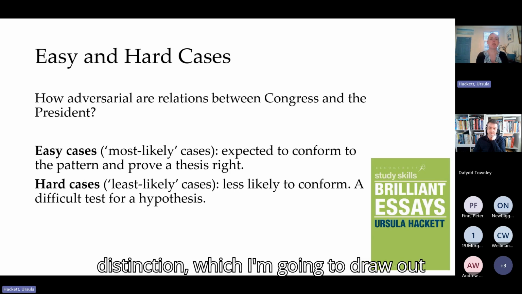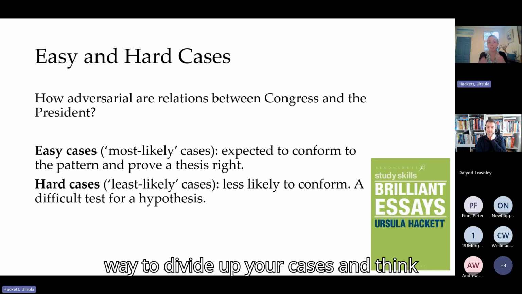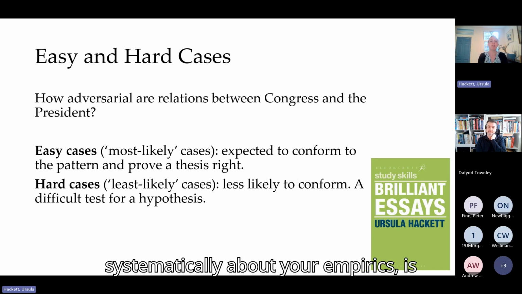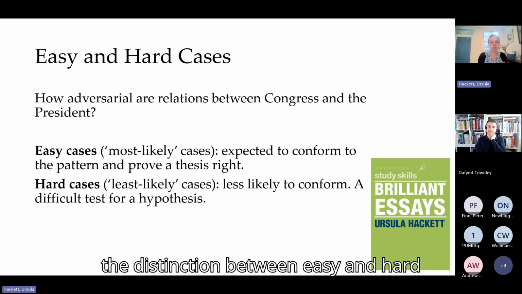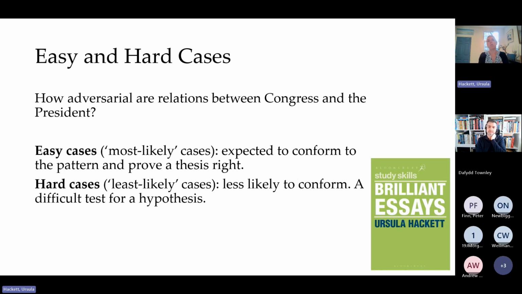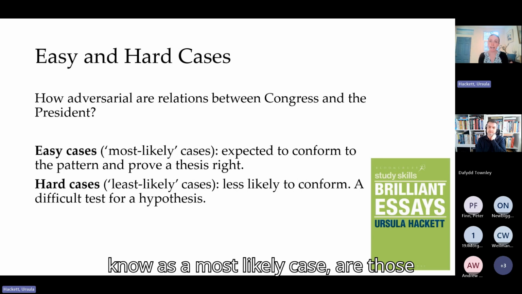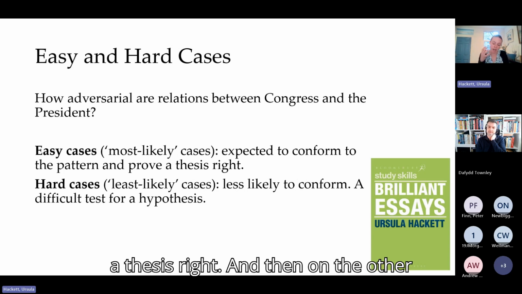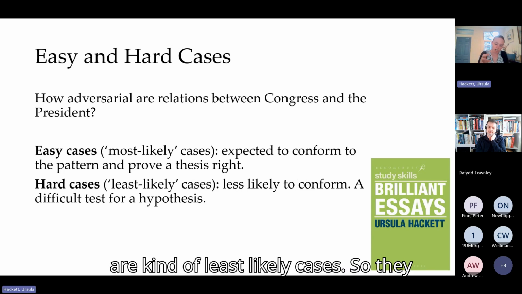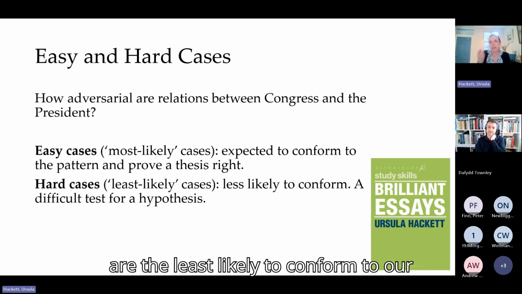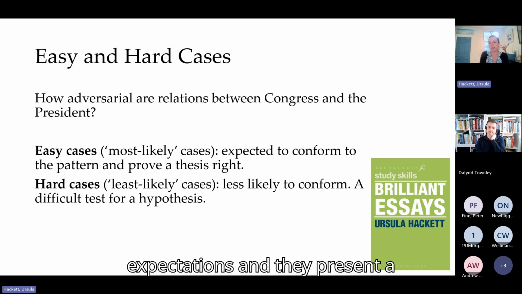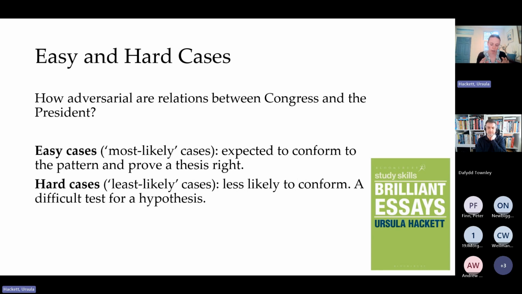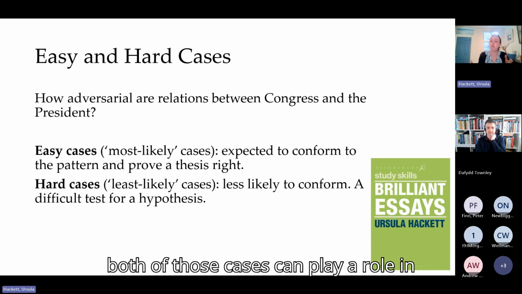And then the second distinction, which I'm going to draw out for you, which I think is another helpful way to divide up your cases and think systematically about your empirics, is a distinction between easy and hard cases. So an easy case, which we as social scientists otherwise know as a most likely case, are those cases that we expect at the outset to conform to the pattern and to prove a thesis right. And then on the other hand, you've got these hard cases, which are kind of least likely cases. So they are the least likely to conform to our expectations, and they present a particularly difficult test for a hypothesis.